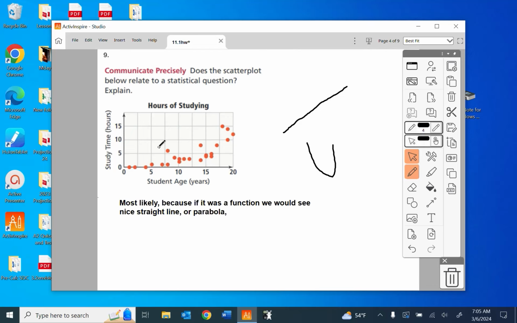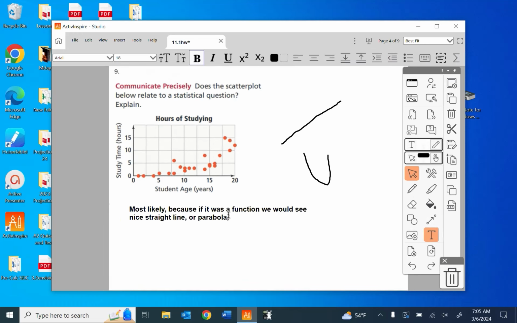But we would see things like that. And I believe it does represent a statistical question because we also have multiple people with the same answers. And that's another thing to look at too. Multiple people with the same answers or same choices, same results, which by definition makes it not a function. Every x can only have one y.